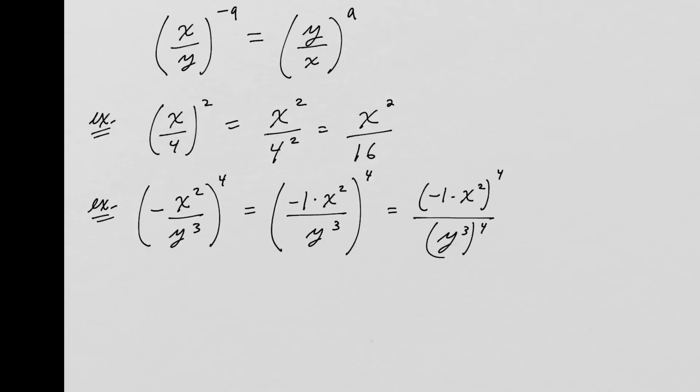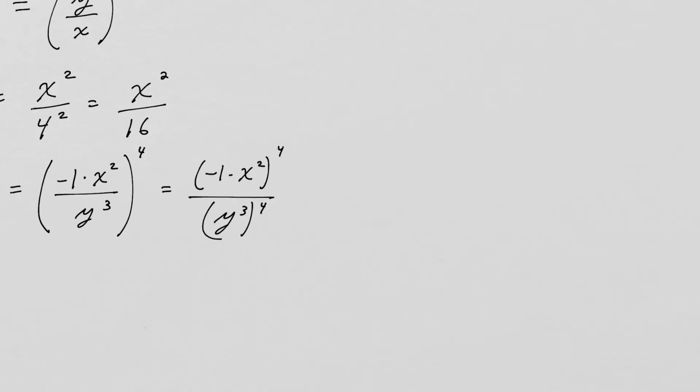Okay, so I'm using all my rules now. Since I'm multiplying two things in the numerator, and I'm raising it to the 4th power, I can use my raising a product to a power rule. So this is the same as the negative 1 gets raised to the 4th, and then the x squared gets raised to the 4th. And here I still have y cubed to the 4th.